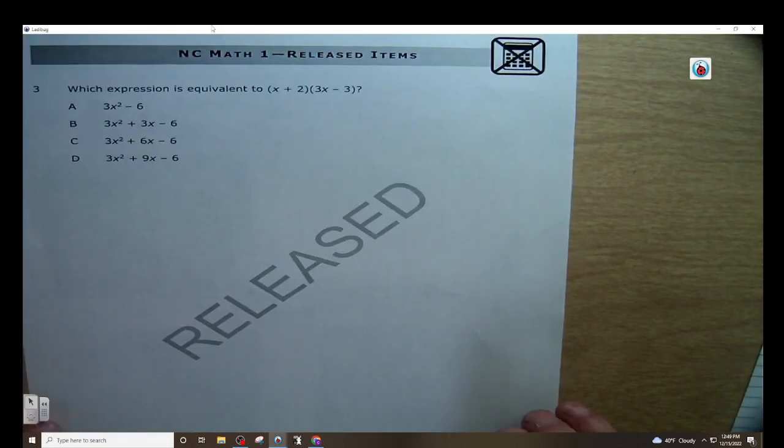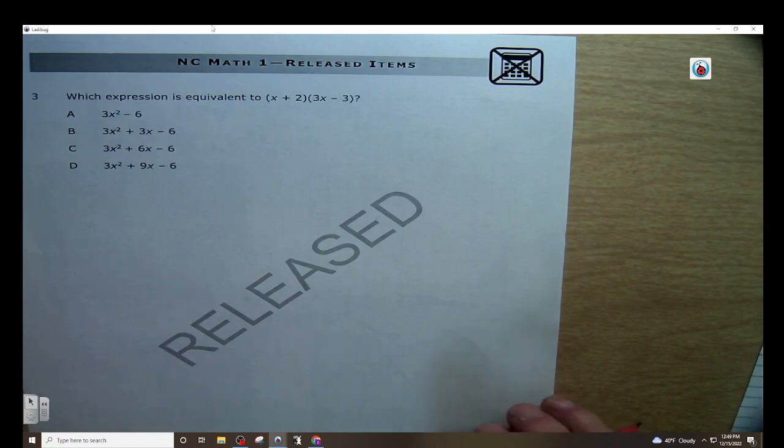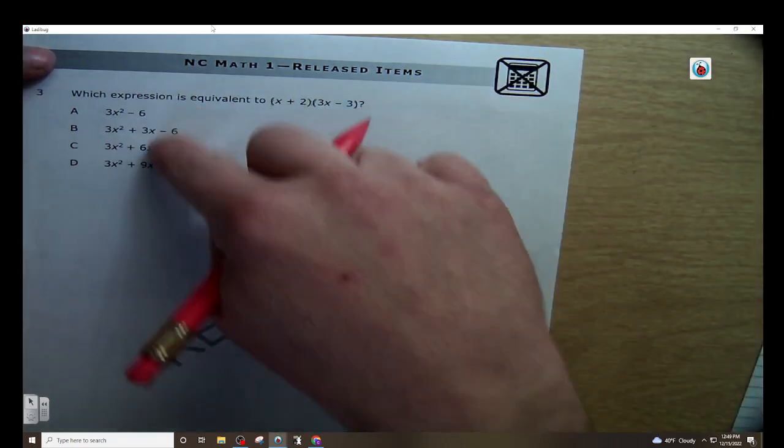All right. Number 3. Which expression is equivalent to (x + 2)(3x - 3)? Okay. Now, with this one, this is a very simple problem. Equivalent means if I multiply this out, because that's being multiplied, two parentheses side by side, it means it's being multiplied out. If I multiply this out and combine my like terms, which one matches: A, B, C, or D?